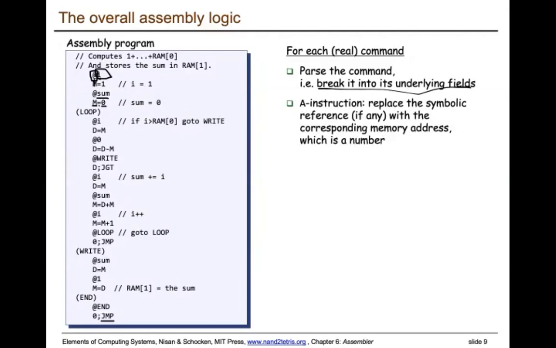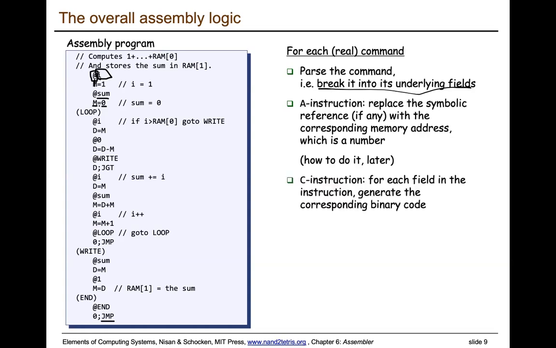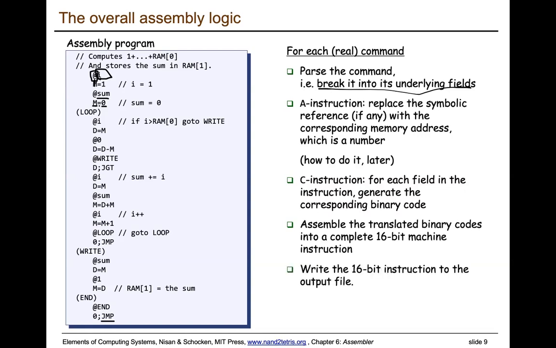Okay, now for an A instruction, it will replace the symbolic reference with the corresponding memory address, which is a number. We will do this later. For a C instruction, for each field in the instruction, generate the corresponding binary code. This is just a little bit of summary. Assemble the translated binary code into a complete 16-bit machine instruction, and write the 16-bit instruction to the output file.